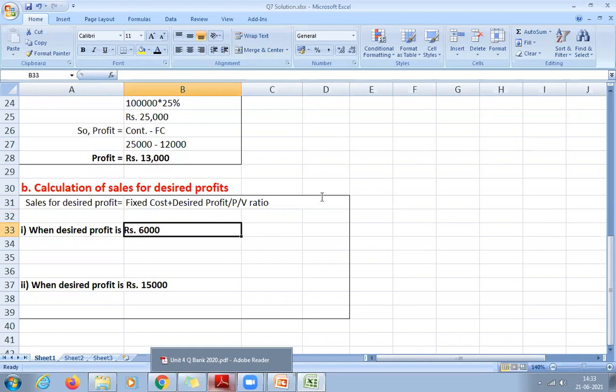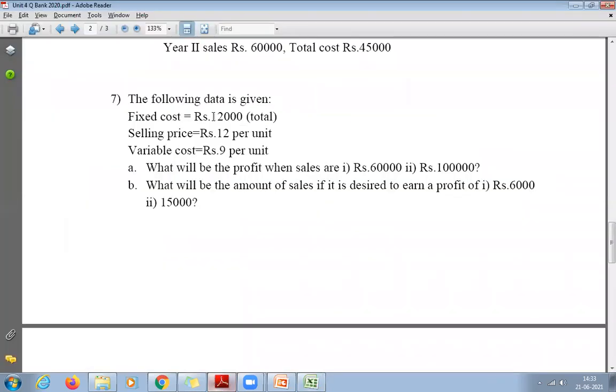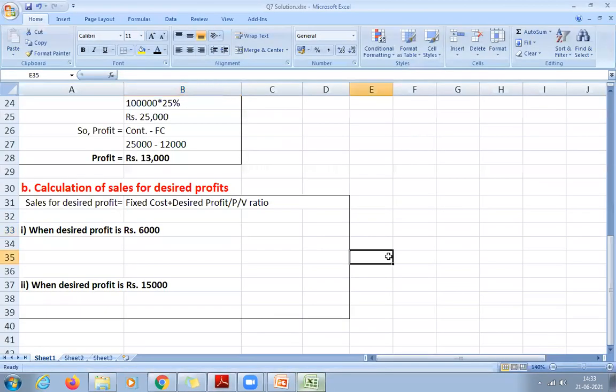I'm not calculating the PV ratio again because these variables are not changing. They are the same, so you can use the same one. The PV ratio is 25%. So 12,000 plus 6,000 divided by 25%. Please calculate.